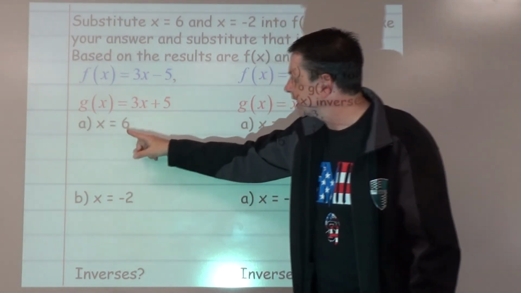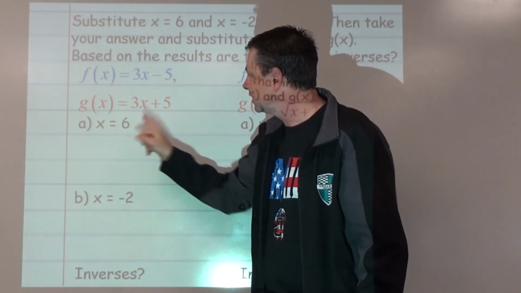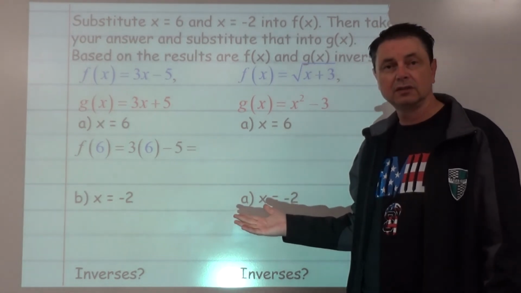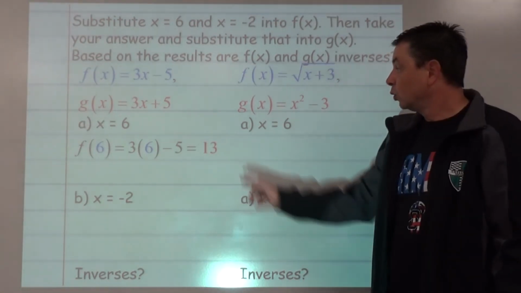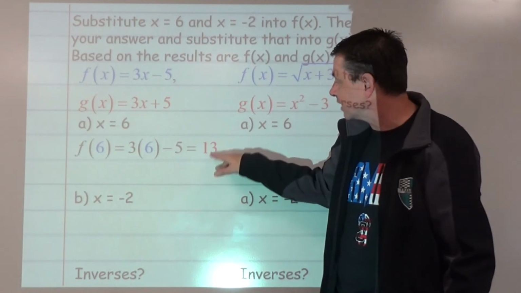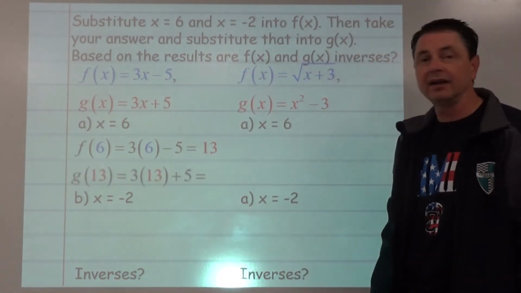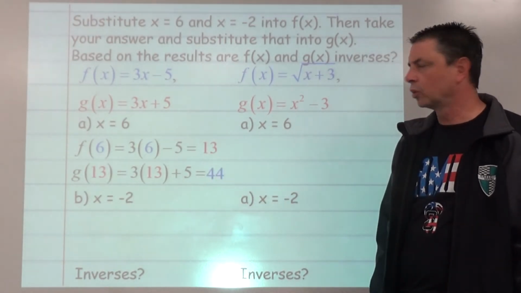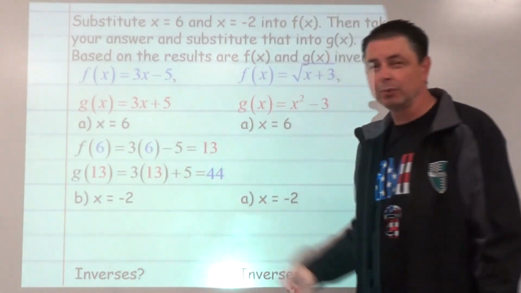So let's try with 6 first. So we're going to substitute in 6. So we should get 3 times 6 minus 5. And that comes out to be 13. We'll then take our output, 13, substitute that into g of x. So 3 times 13 plus 5. And that turns out to be 44. So originally we started with 6, we ended up with 44.